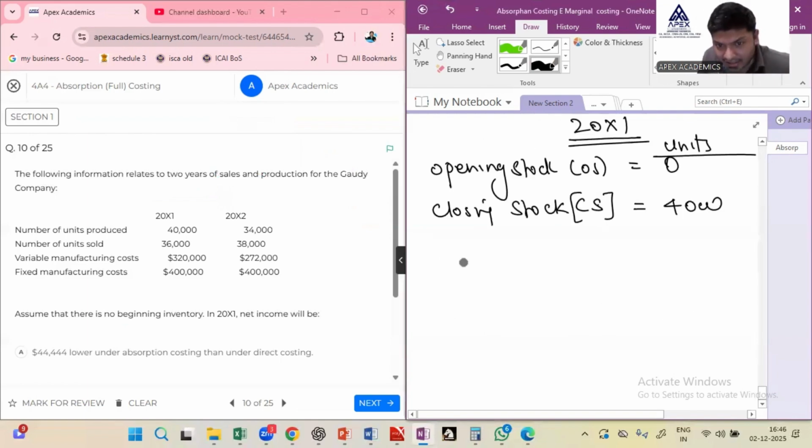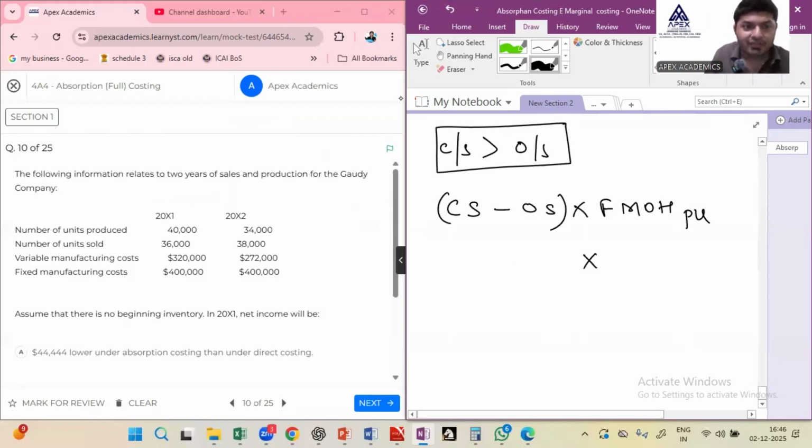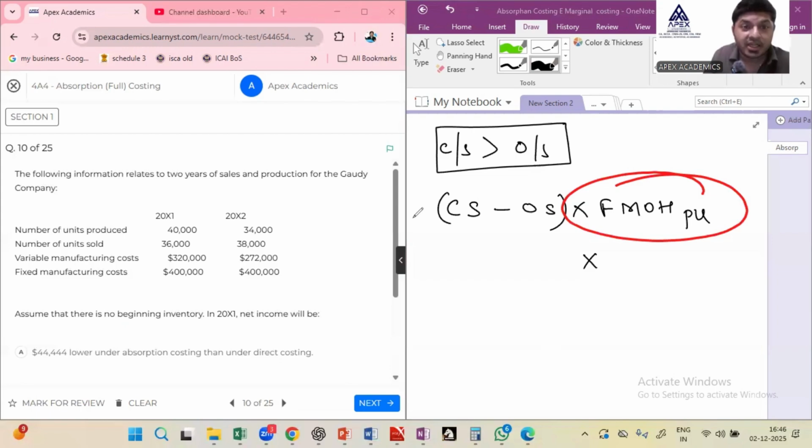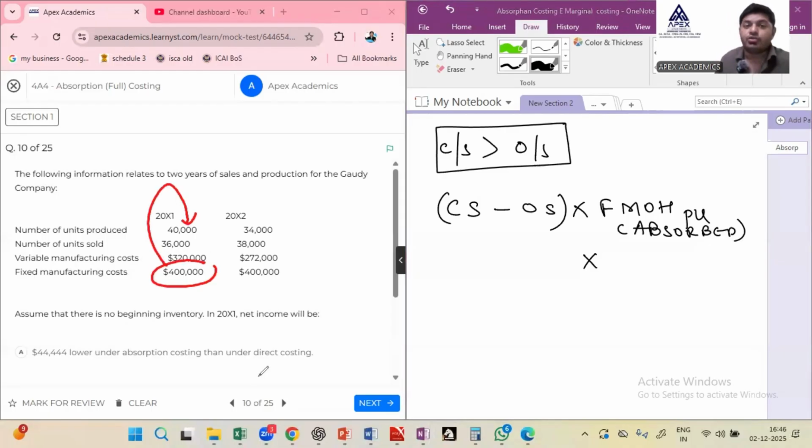In 2001, I can clearly see that my closing stock is greater than my opening stock. Obviously, the profit under absorption is going to be higher. How much higher? Closing stock minus opening stock multiplied by fixed manufacturing overheads per unit. Now, please try to understand that in this question, this is fixed manufacturing overheads absorbed. Please remember this. So if you want, we will also write that down. Fixed manufacturing overheads per unit absorbed. Now, here please try to understand that my fixed manufacturing cost is 4 lakhs, and in that 4 lakhs, I'm making 40,000 units.